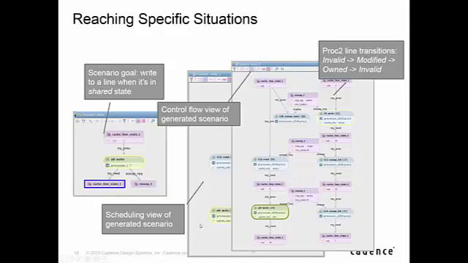And then this shows you the actual control flow view of the test scenario that shows you not only the actions but also the resources and the caches that are involved, and the current states of those caches. So you'll see the shared state, you'll see here the invalid state, moving through the different state transitions.